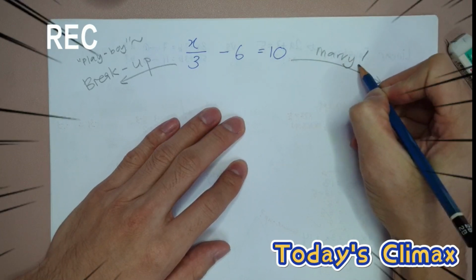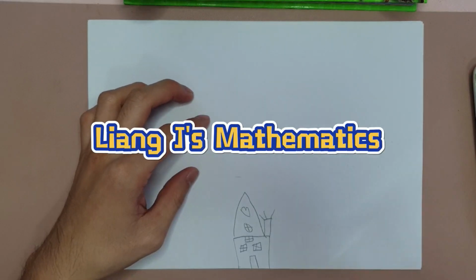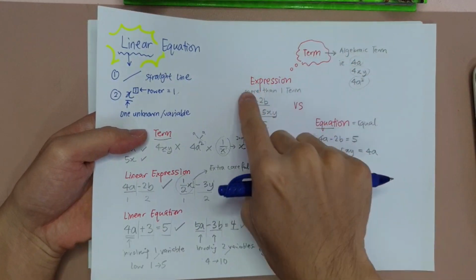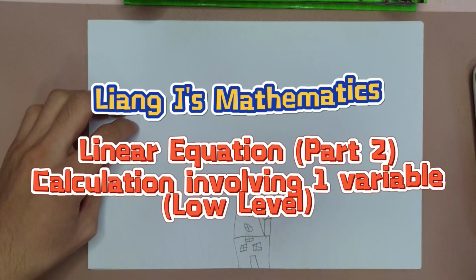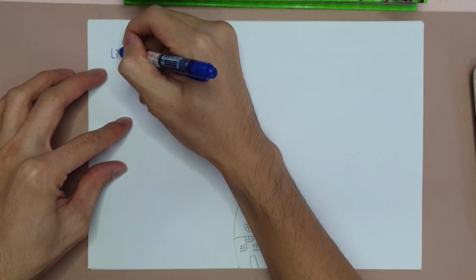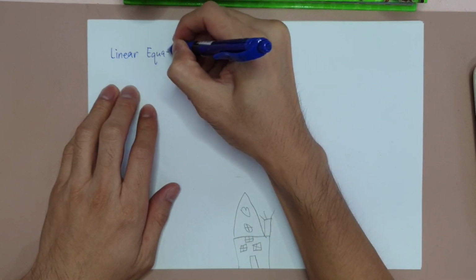You marry them. Hello everybody, Liang Mathematics here. Last video we talked about all these theories like the terms, the expression, the equations. So today we're going to do some basic calculation, and all these basic calculation we're going to start off with this word called linear equation. Finally, like basic calculations only today. I mean it's in this video lah.